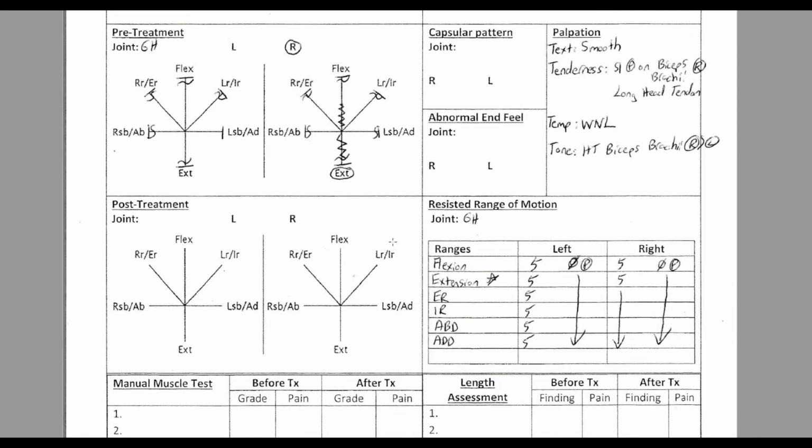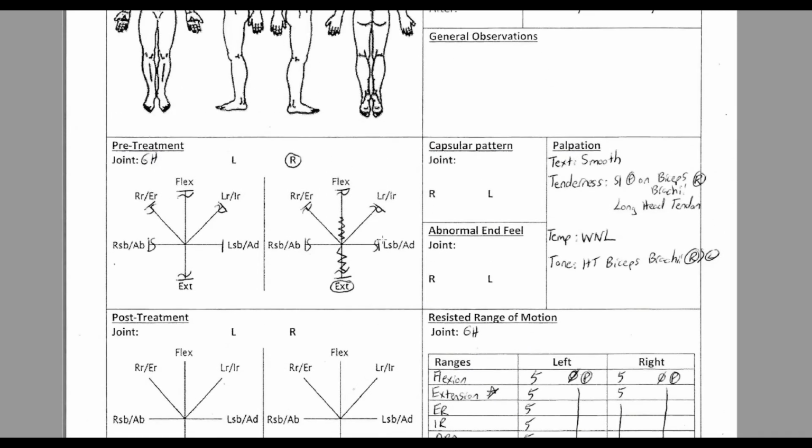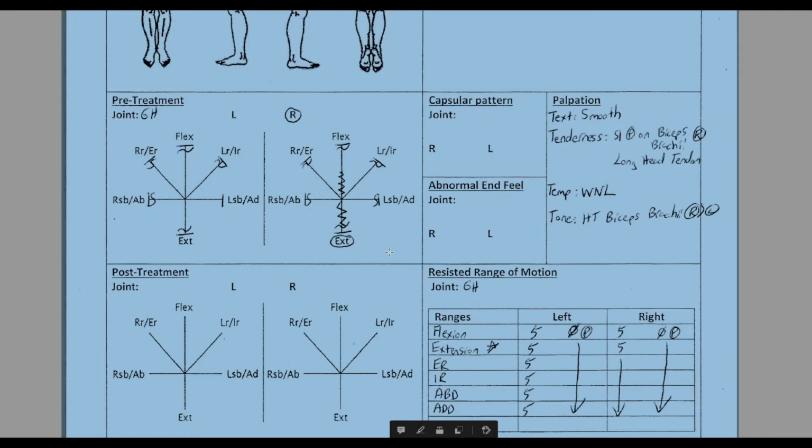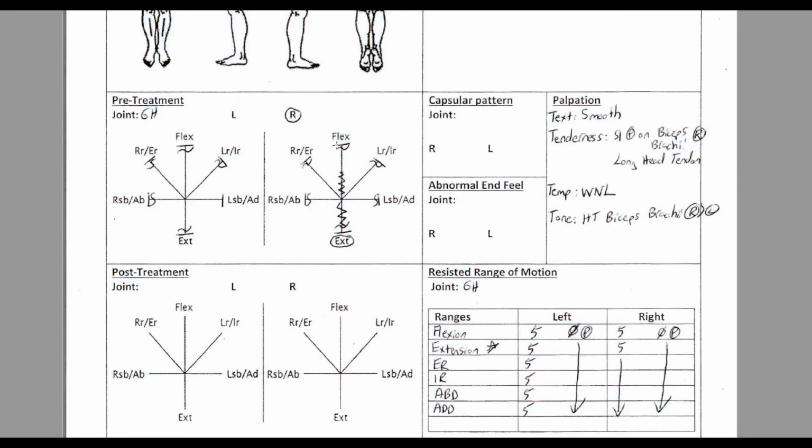Now you could signify in the general observation, or write it right here, whether it is AROM or PROM painful. That would be another nice thing to specify, because at this point I'm understanding that both AROM and PROM are painful. You could just say AROM painful 50% right here underneath, but it's not a big deal and not a huge confusion. Otherwise I'm just going to take it that both AROM and PROM were painful at 50%.